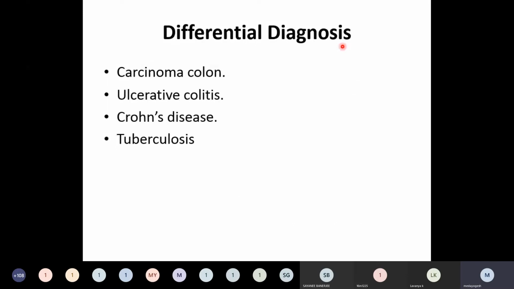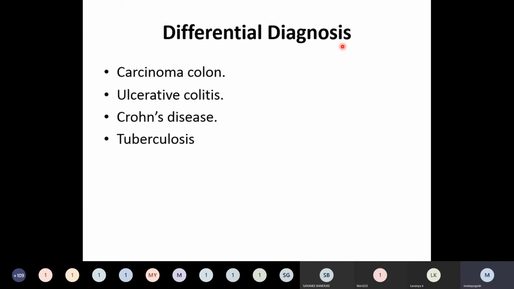Coming to the differential diagnosis, the commonest differential diagnosis, as ischemic colitis occurs in elderly people, is carcinoma colon, wherein there can be bleeding per rectum and sometimes associated pain due to obstruction. The second commonest differential diagnosis is ulcerative colitis, as the symptoms mimic ischemic colitis in the form of bleeding per rectum and colicky pain.